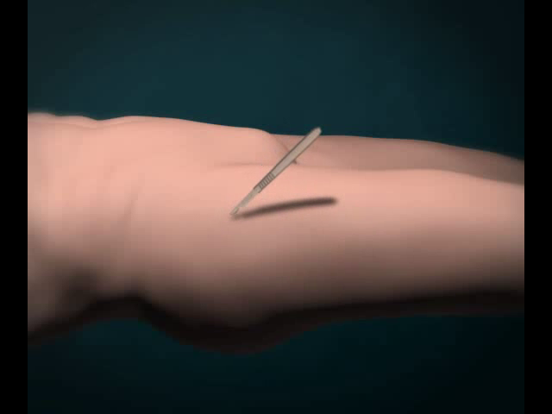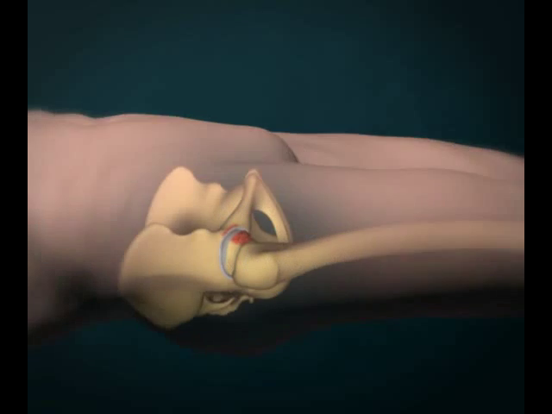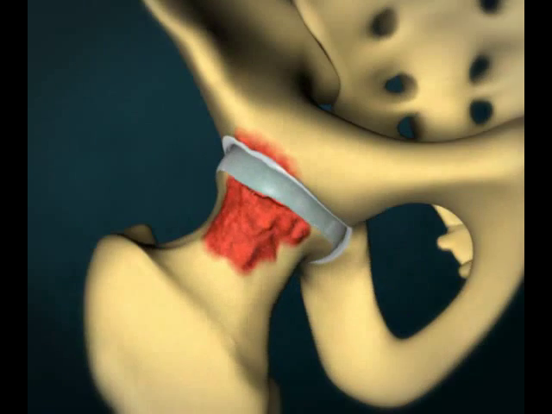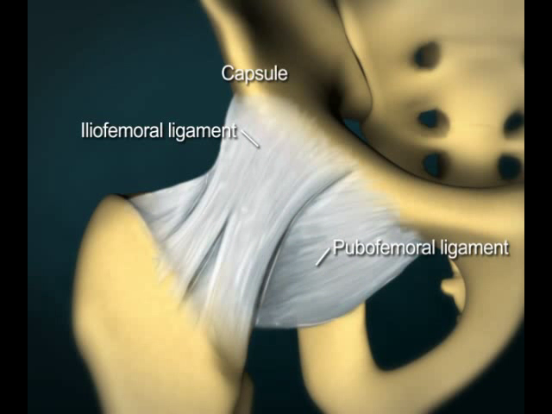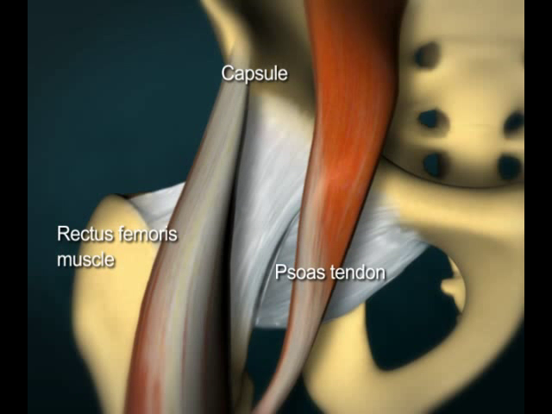Arthroscopic approaches to impingement surgery can typically be performed through 2 to 3 standard entry portals. There is a thick muscular and capsular envelope surrounding the hip joint. 2 primary hip flexors, the rectus femoris and the psoas tendon, cross the hip joint and are subject to inflammation and tendinitis as a result of surgical intervention.